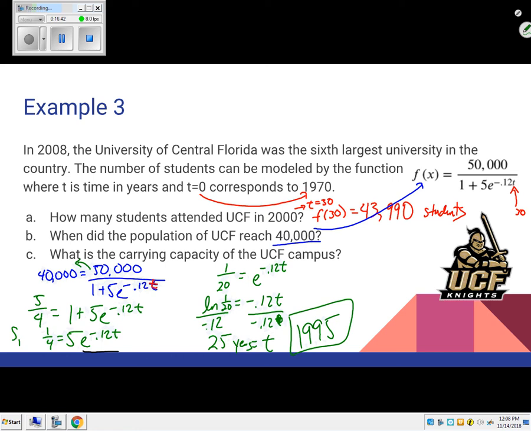You guys think I'm old right now, but actually in 1995, I didn't even have my license yet. I'm still in middle school.